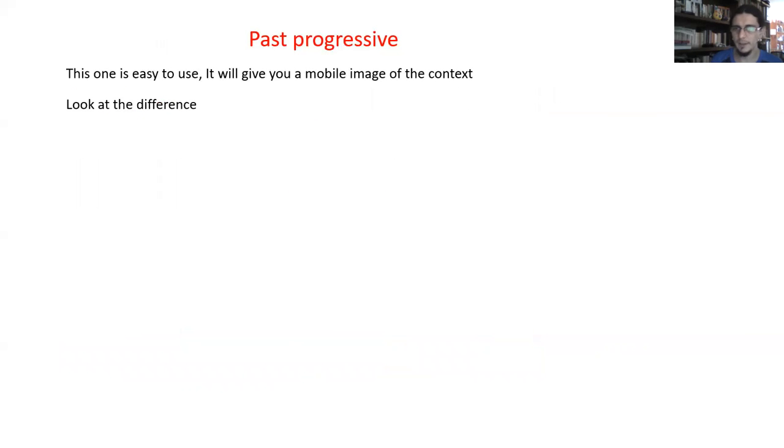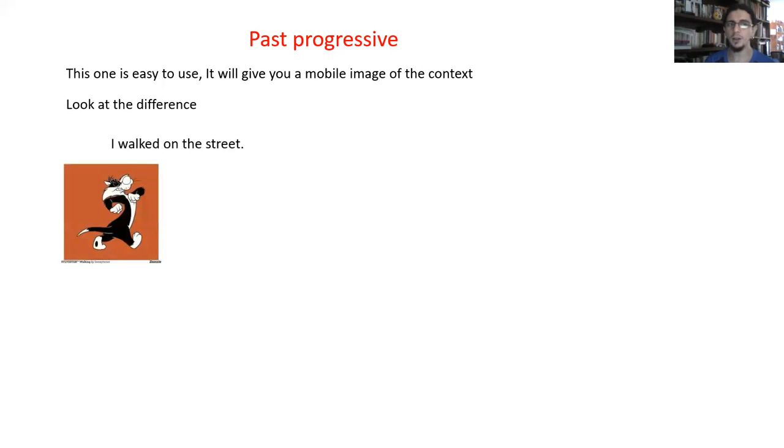Past progressive. Okay, this is easy to use. This is something that we are going to use to create an image, a context, or a story that has movement. So something that is happening, no? So this Joshi is interrupting my class while I am talking. No? Both actions are happening at the same time. So look at the difference.